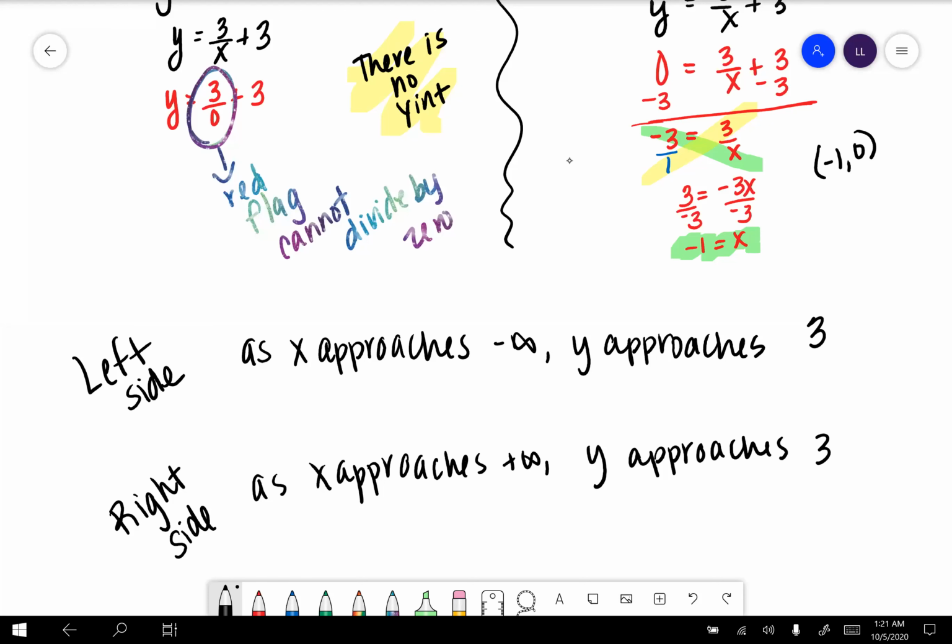All right. So remember, left side is the same thing as saying negative infinity. Right side is the same thing as saying positive infinity. But notice that on the left side and the right side, they're both approaching the same number. Never touching it, just approaching it. And that's going to happen with hyperbolas, not all hyperbolas, but this one in particular, because we have vertical and horizontal asymptotes. All right, so now we're ready to fill in our chart.